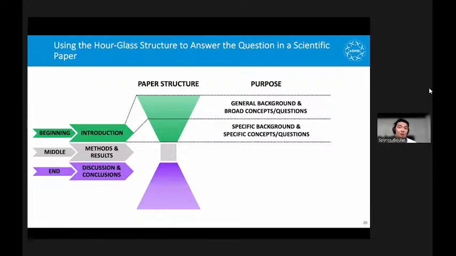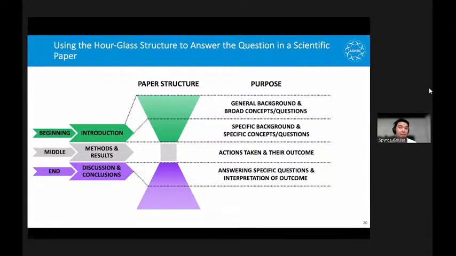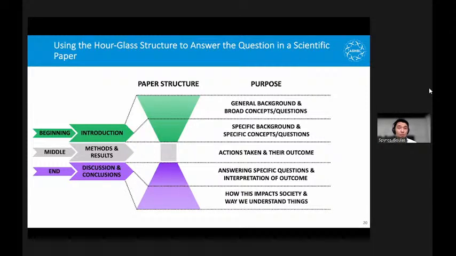Then this is followed by actions needed and taken to address these questions, and also their outcome. Then in the discussion and conclusion section, there should be the answer to the specific question and evidence supporting these interpretations of the results. Lastly, the paper should open up again to a broader scope to tell us how these findings impact our society and the way we think about things.